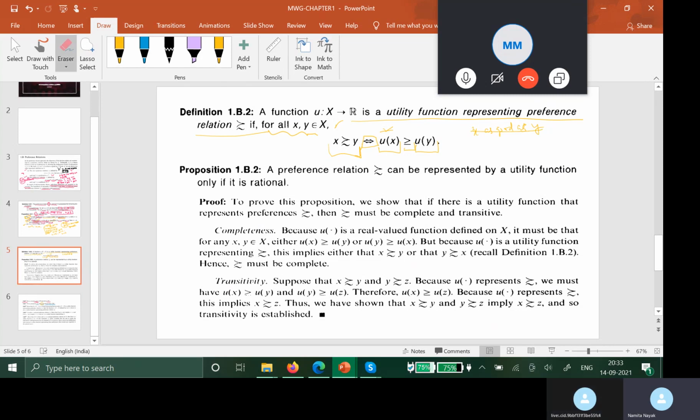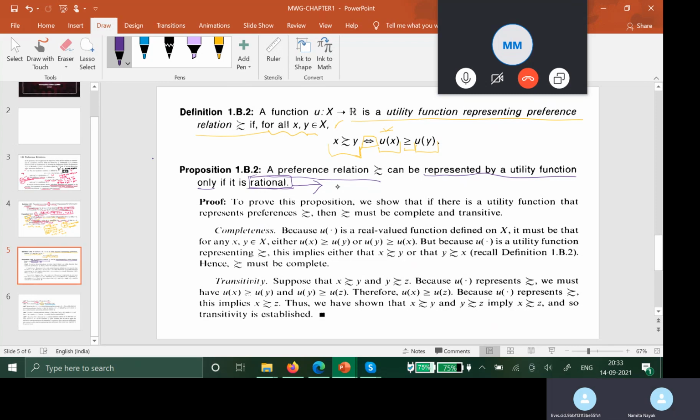So the proposition related to this utility function. What is the proposition actually? The proposition is that a preference relation can be represented by a utility function only if it's rational. So you know when a preference relation is rational. Yes, ma'am. We had gone through the points, ma'am.